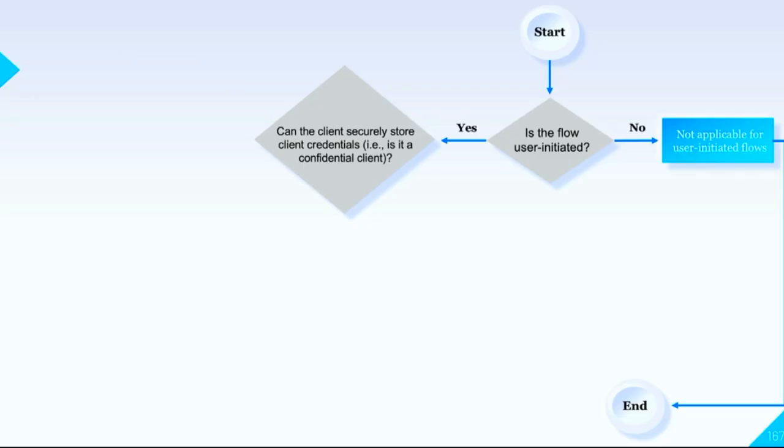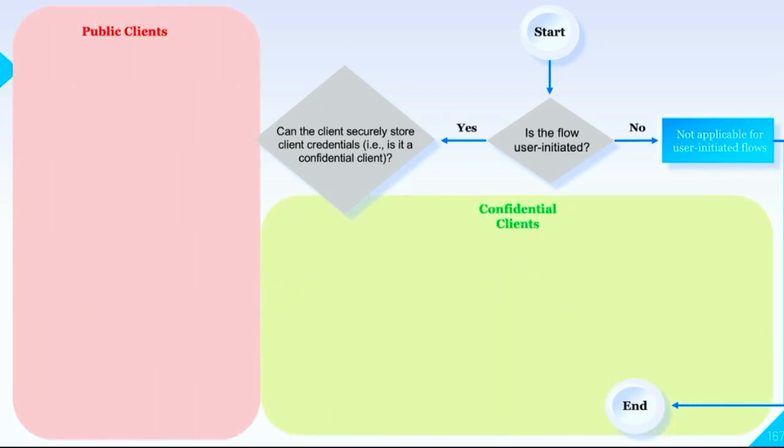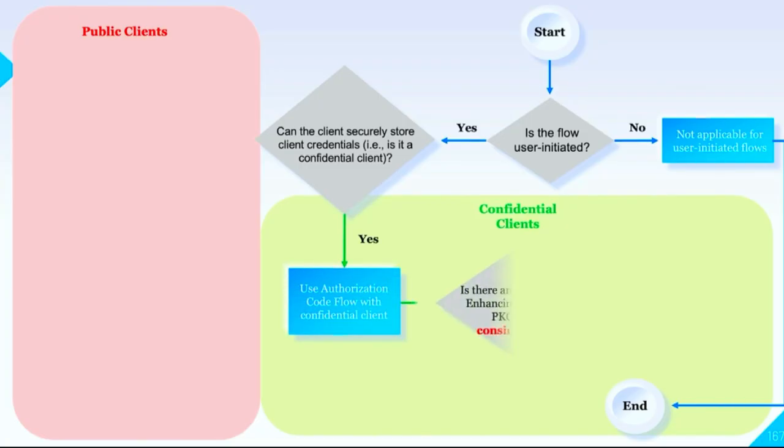Now we determine if we are dealing with public clients or confidential clients. Can the client securely store client credentials? If yes, it's a confidential client and we proceed with the authorization code flow. The next step is to evaluate whether we can enhance security with PKCE.